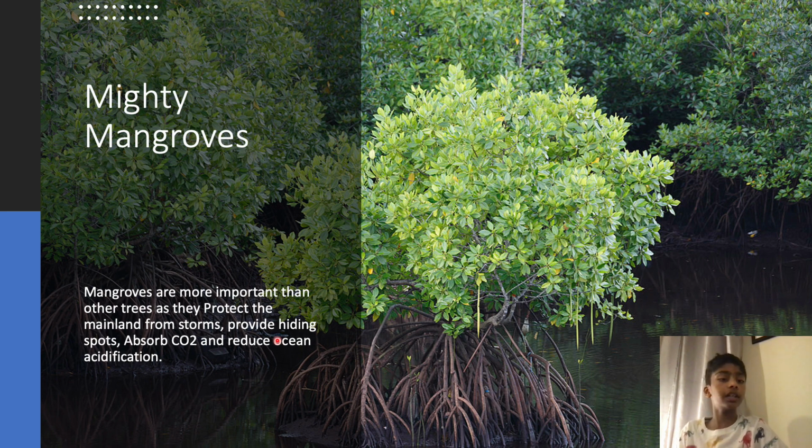So that's very good. And they also absorb carbon dioxide, not just from the air, but they can also help absorb carbon dioxide from the underwater because their roots are going underwater, and in turn reduce ocean acidification. So these mangroves are really mighty. They have a lot of might and they work really hard for our planet.